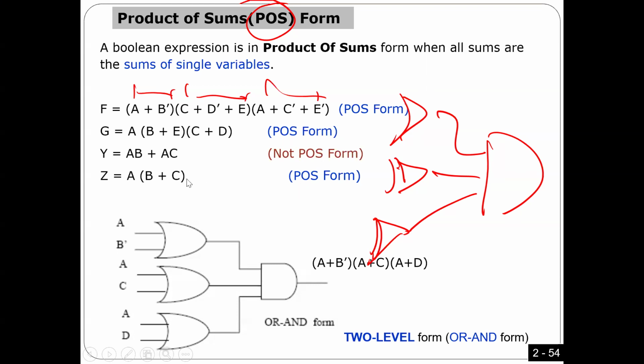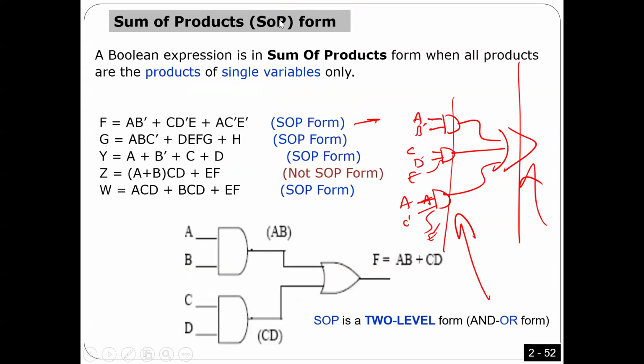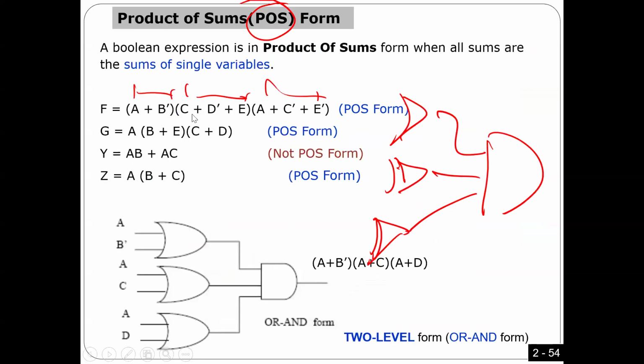Okay, so again, to conclude this lecture, what I'm saying now is just a definition. If the function is in this format, which can be implemented using only one or and multiple ands, we call it sum of product format. If the expression is in this format, where you have or in every term, and all of them are connected together using and, and in this case we use only one and and multiple ors, we call it product of sum format. It can be neither of them, okay?